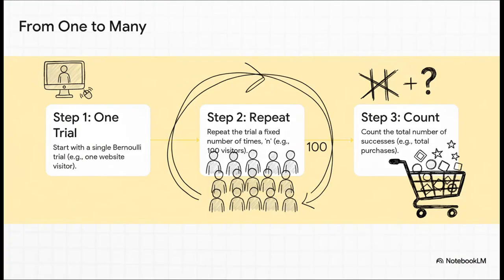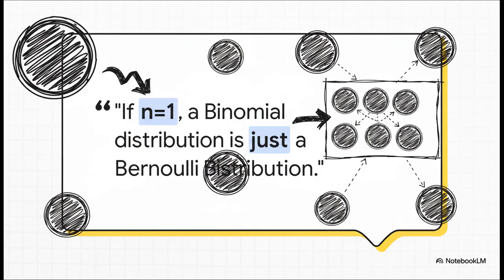So this is how we scale up. It's a simple 3-step process. First, you start with your single Bernoulli trial. One customer, one choice. Second, you repeat that same trial a fixed number of times. Let's call that n. And third, you just count them up. We're not looking at one person anymore. We want to know about the total number of successes out of all those trials. And this quote right here just nails it.